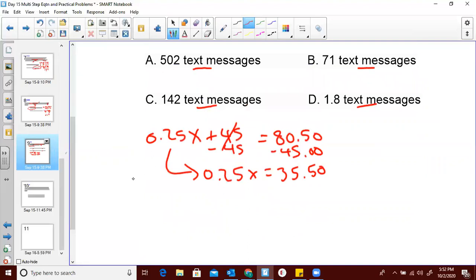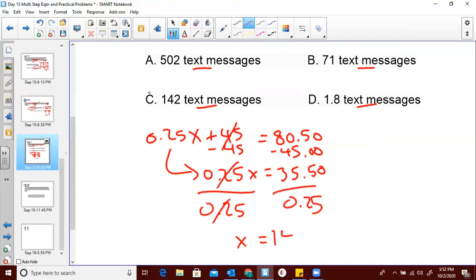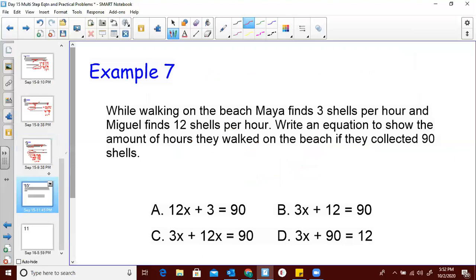Something else I want to point out, and I'm not going to say this is always going to work, but have any of you ever sent 1.8 text messages? To me, that's a red flag. But I might be wrong, so we'll leave it there just in case. Here I divide by 0.25. And x is going to equal, because these will cancel out, 142 text messages. Right?